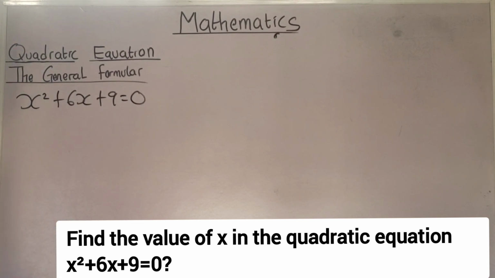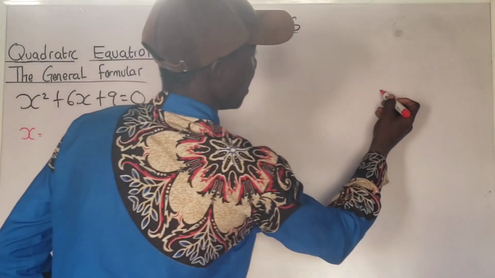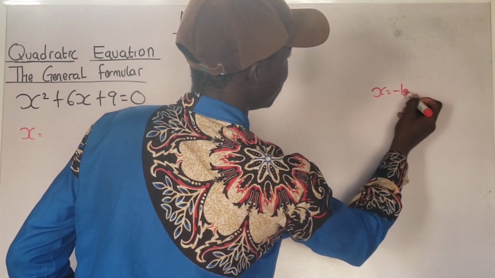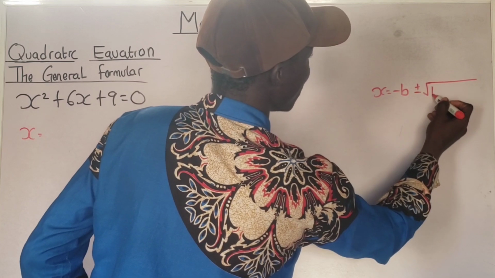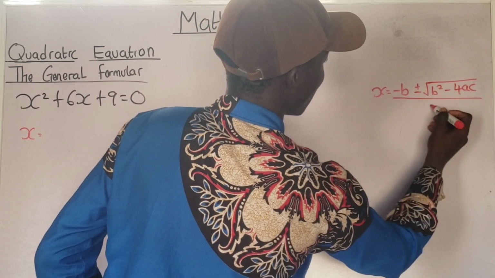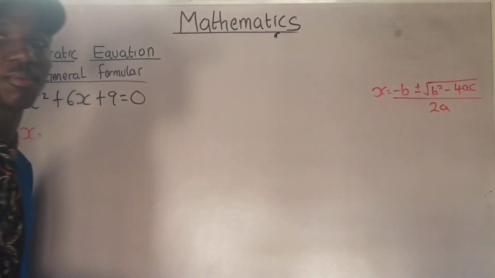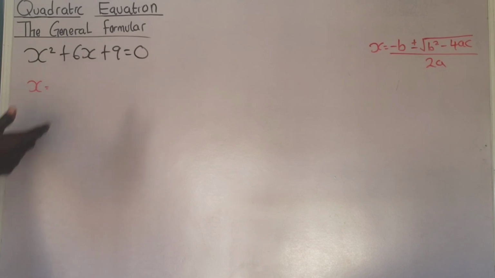Now, how do we solve this quadratic equation using the general formula? Don't forget, in our previous class we derived the general formula. Let me write it here: x equals minus b plus or minus square root of b squared minus 4ac, all over 2a. This is the general formula of the quadratic equation, or the quadratic formula. Now, how do we solve this using this formula?